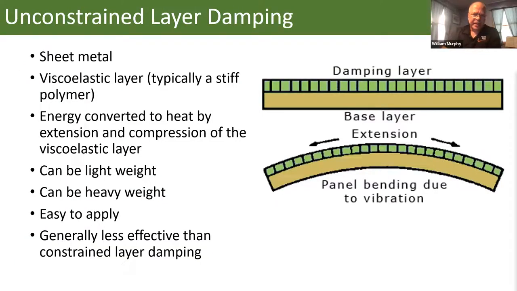Different types of damping. So there are unconstrained and constrained layer damping. In this case, we're looking at what is unconstrained damping. There's a layer of material that's being applied to this piece of metal, and the energy that is contained in the vibration is being converted into heat by extension and compression of that viscoelastic layer.